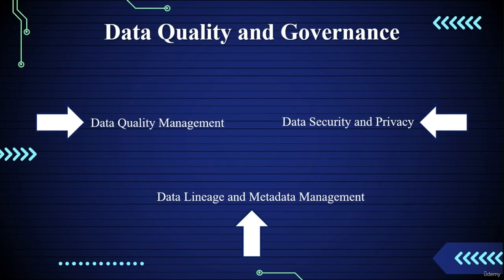Next, we move on to data quality and governance. Data quality management involves ensuring accuracy, completeness, consistency, and timeliness of data. Engineers implement data quality checks, validation rules, and data profiling techniques to identify and resolve data quality issues. They also establish data quality monitoring processes to proactively detect and address data anomalies.